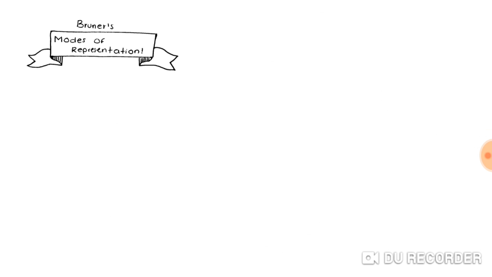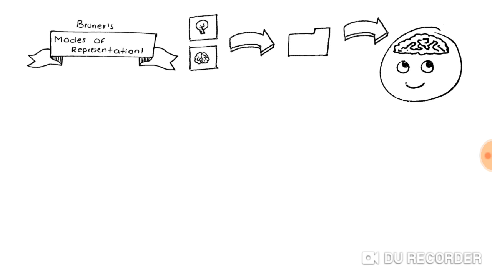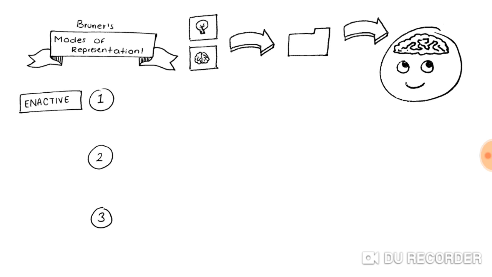Now, I am going to tell you about Bruner's modes of representation. Modes of representation are the way in which information or knowledge are stored and encoded in memory. There are 3 modes. Number 1, enactive. This is muscle memory. The child represents past events through motor responses.